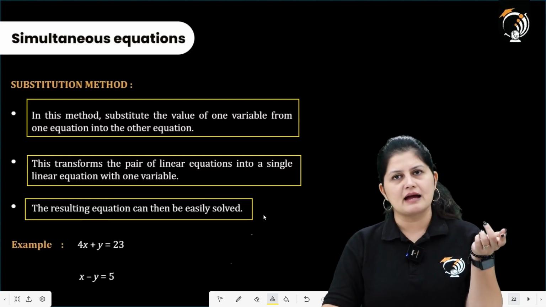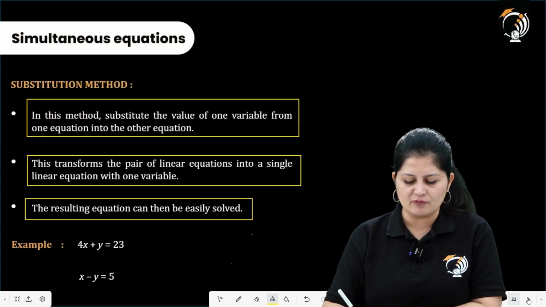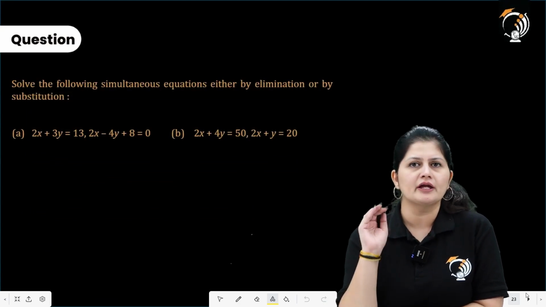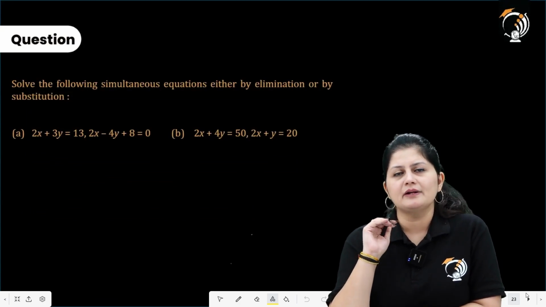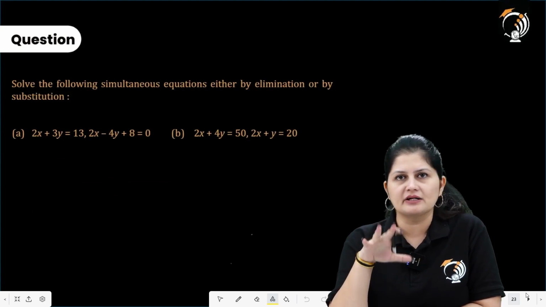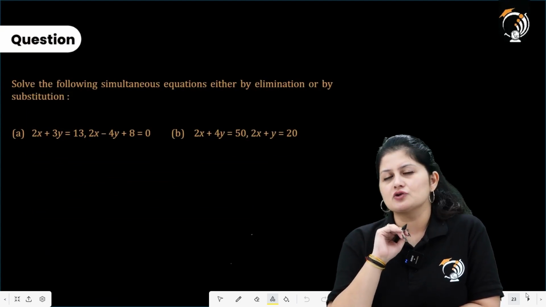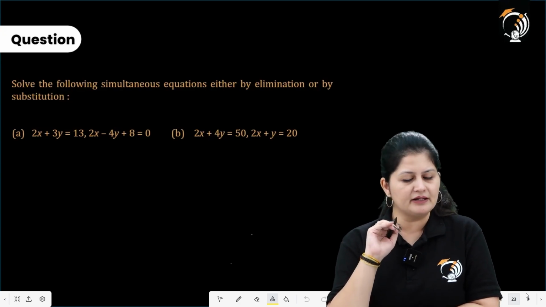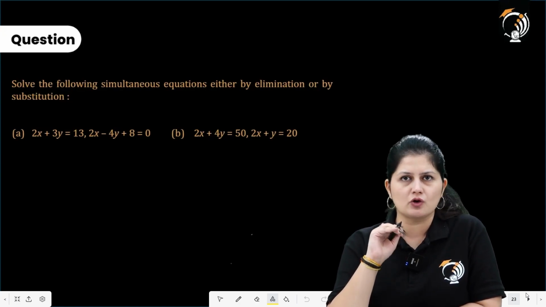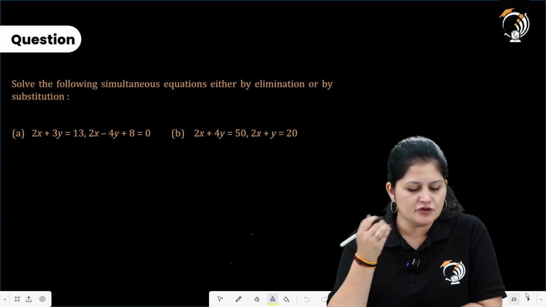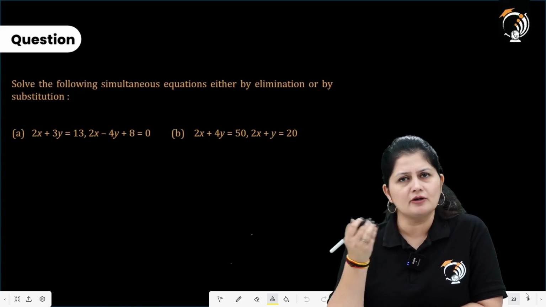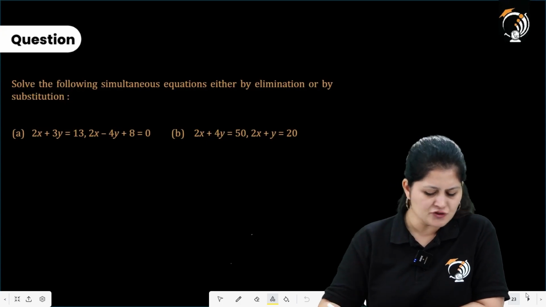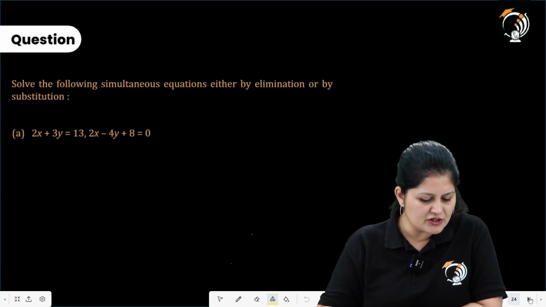There are some examples given, but let's understand this with the help of examples. In almost every paper you are going to get a question on simultaneous equations. Usually it is not mentioned by which particular method you need to solve it, right? But yes, you are going to get a question on solving simultaneous equations. So you can master any of the methods.